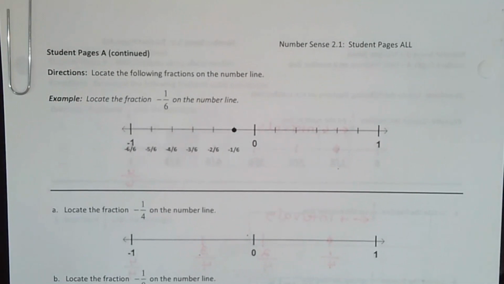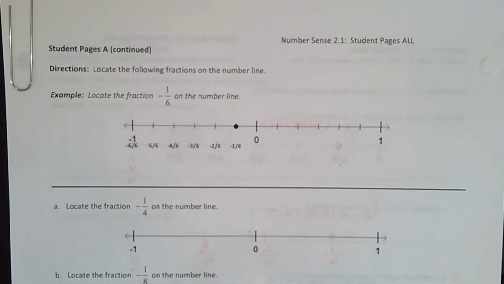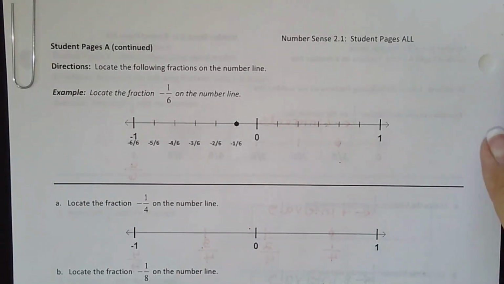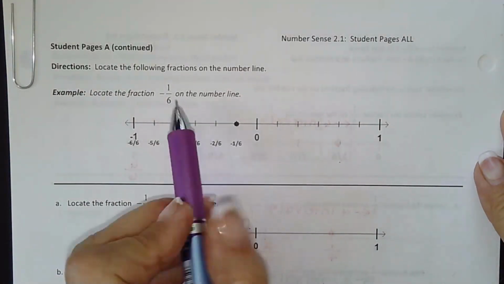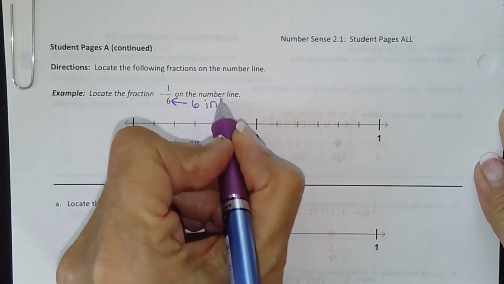And I see this is a little bit blurry. Let me fix that up a little bit. Oh, wrong button. There we go. So -1/6, we would make 6 intervals still. That part doesn't change ever.